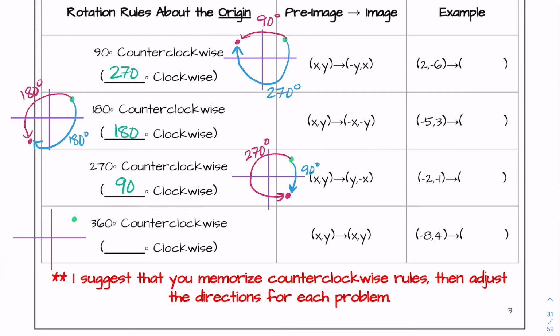And then what happens when it goes 360? That will bring it exactly where it is. So it doesn't matter which direction it goes in. It is 360 one way and 360 the other way. So a 360 is a 360. Or we could say 0. 360 is the same as 0, it's not moving. So we're able to say either one of those.